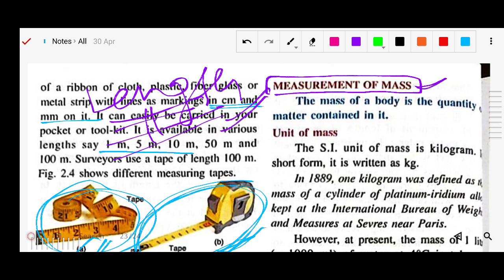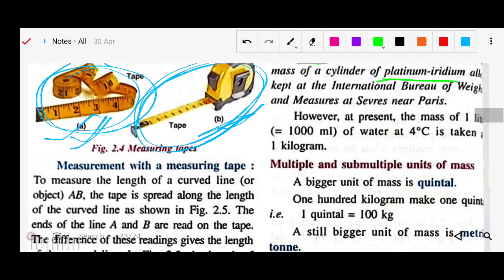So in 1889, 1 kilogram was defined as the mass of a cylinder of platinum iridium alloy kept at the International Bureau of Weights and Measures at Sevres near Paris. That alloy was platinum iridium, and it was kept in Paris. That is the 1 kg, and that is the reference we have. Based on that, we make equivalent, exactly the same weights for measuring, and we follow those weights. That is the reference one.